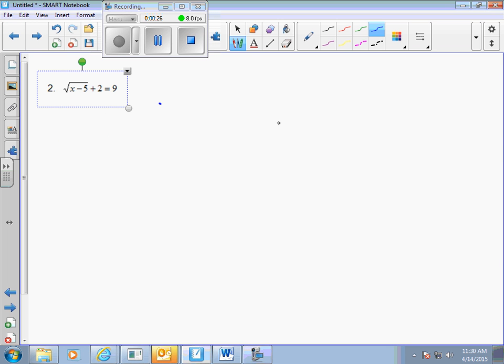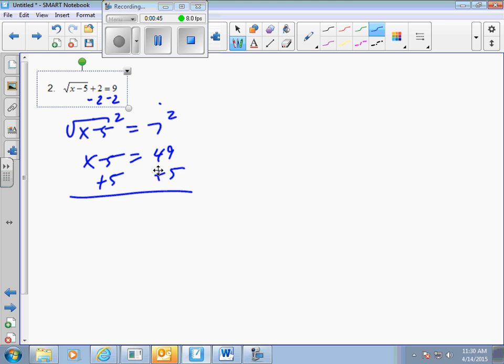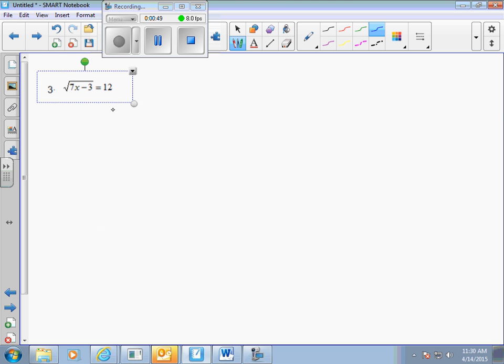Number 2. First thing we're going to do with this one is we have to subtract the 2 from both sides, so I get the square root of x minus 5 equals 7. Then we're going to square both sides, giving me x minus 5 equals 49, plus the 5, I get x equals 54. Number 3. Same deal with this one.